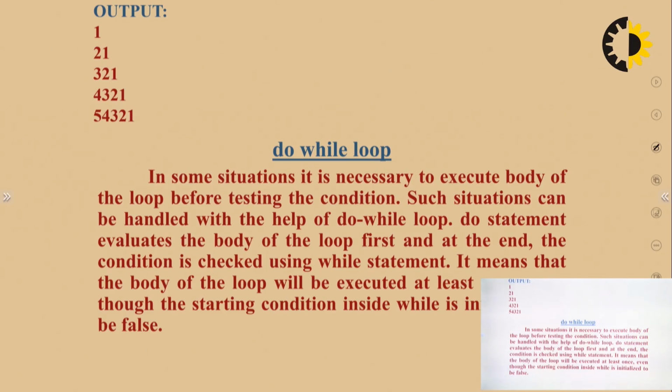In some situations, it is necessary to execute the body of the loop before testing the condition. Such a situation can be handled with the help of the do while loop. So do evaluates the body of the loop first, and at the end the condition is checked in the while statement. It means that the body of the loop will be executed at least once, even though the condition inside the while is initially false.